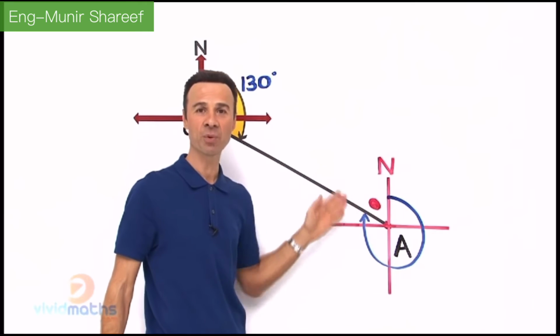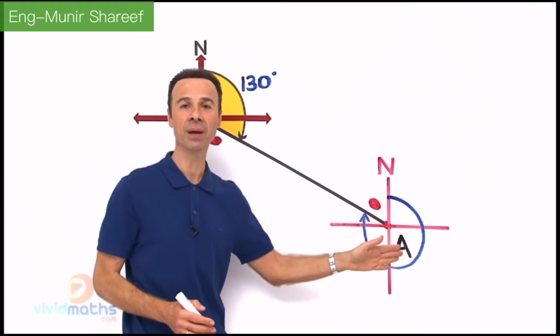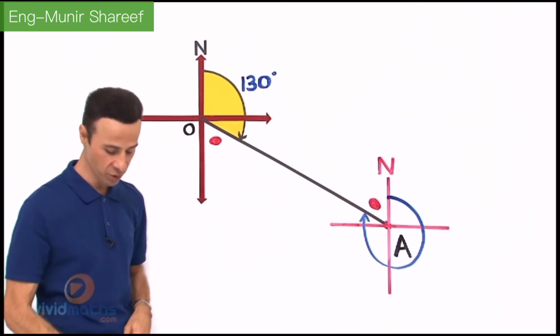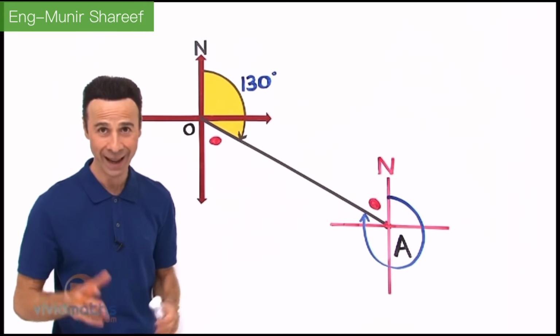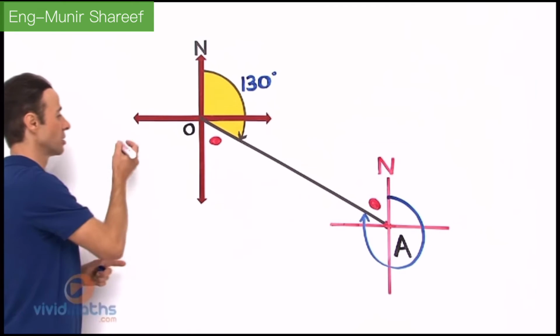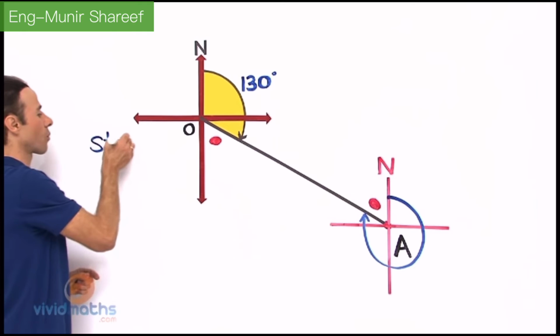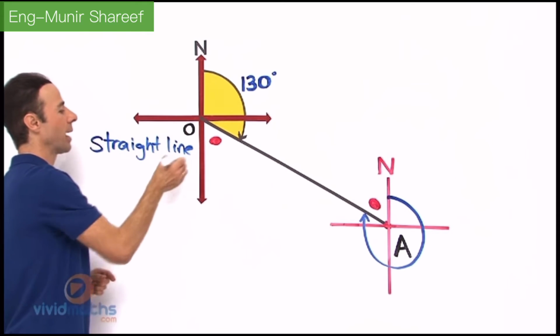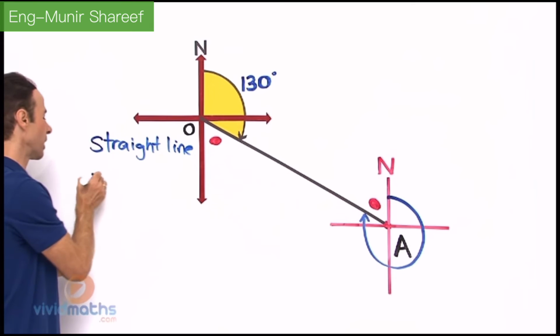All we have to do is work out this angle, and we'll have that angle. Then take it away from the revolution, and we're left with the bearing. So let's do that process. What is this angle? Well, we know due to supplementary or straight line angles that they are 180 degrees. Let's put that in. Straight line angles equal 180 degrees.